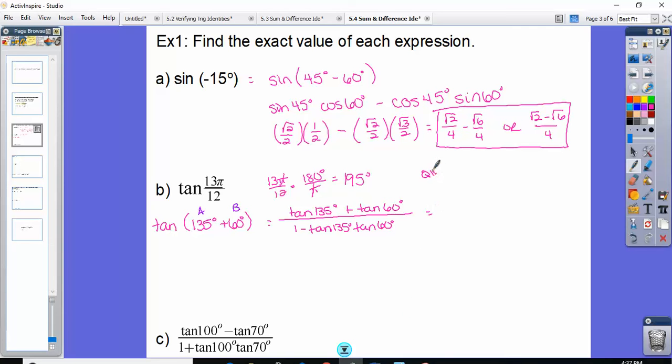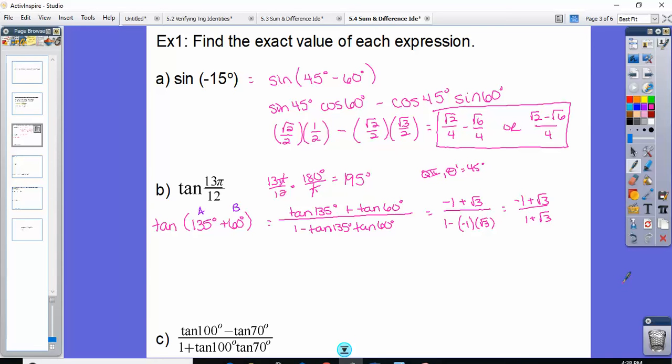Okay, 135, that's quadrant 2. Reference angle 180 minus 135 is 45. In quadrant 2, sine is positive, so tangent's negative. Tangent of 45 is 1. Tangent of 60, use your hand trick, fold in your 60, square root of the top over square root of bottom, so radical 3 over radical 1 is radical 3. Over 1 minus tangent 135, we already said was negative 1. Tangent of 60 was radical 3. So it's negative 1 plus radical 3 over 1 plus radical 3.